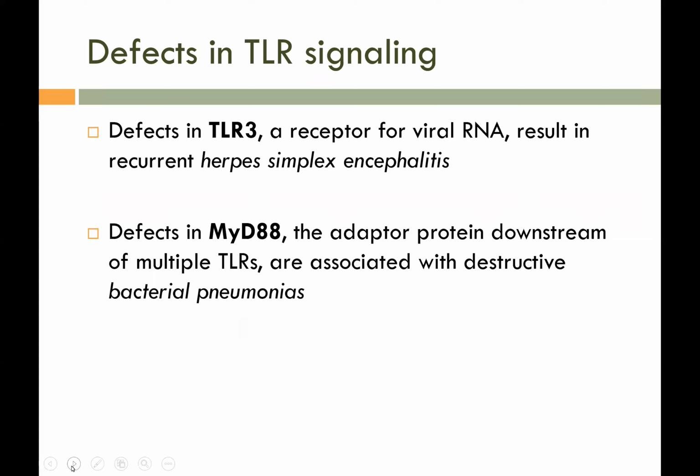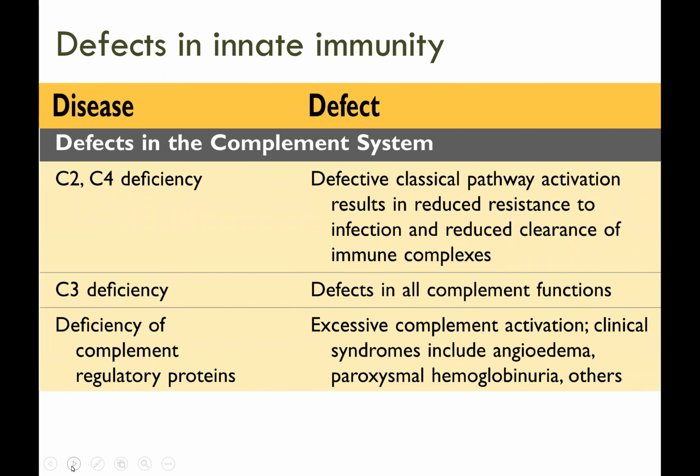The TLR signaling pathway defects are rare. The defect in TLR3, a receptor for viral RNA, results in recurrent herpes simplex encephalitis. And defects in MYD88, the adaptor protein downstream of multiple TLRs, are associated with destructive bacterial pneumonia.